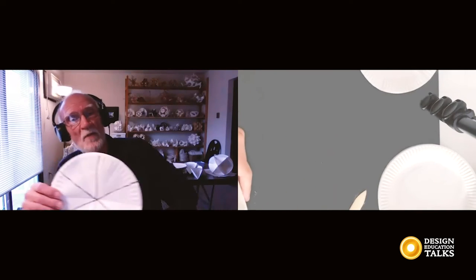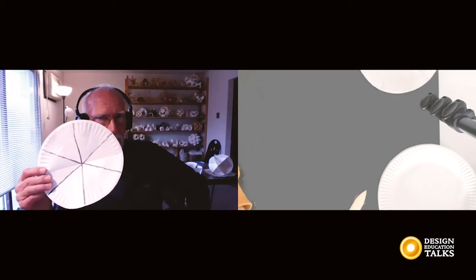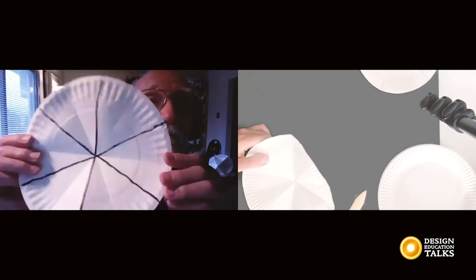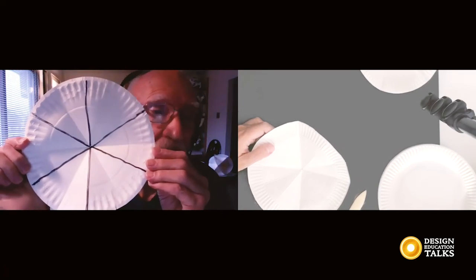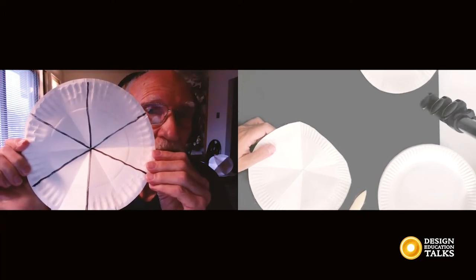Okay, so now, how many diameters do we have that are going through the center? Six. Six? That's right. Yeah. How many points does that give us? 13. Yeah. 12 on the outside, 1 on the center.